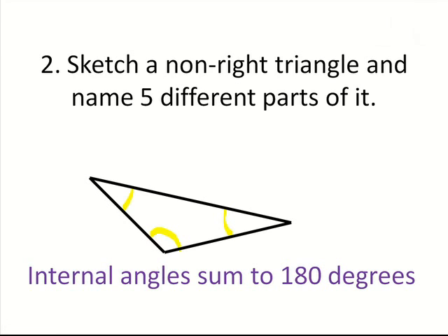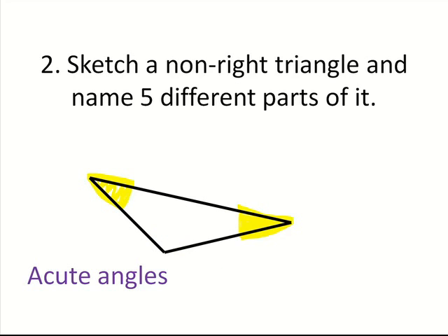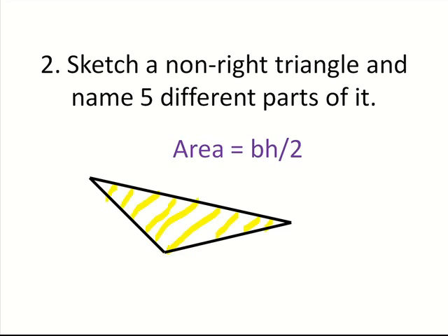Well, here we have an obtuse triangle. It has internal angles that sum to 180 degrees. Here we have 2 acute angles. Sometimes you'll have 3 acute angles inside a non-right triangle. Here we have an obtuse angle, one that is larger than 90 degrees. We have an area, and the formula is the same, base times height divided by 2. The height here is the altitude, and we'll take a look at that in a second.